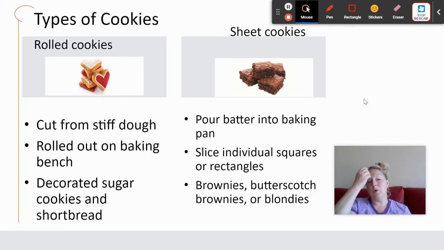And then you also have rolled cookies. These also have a stiffer dough. They're rolled out on a baking bench and then they're decorated. So decorated sugar cookies, frosted sugar cookies, and shortbread are examples of rolled cookies.